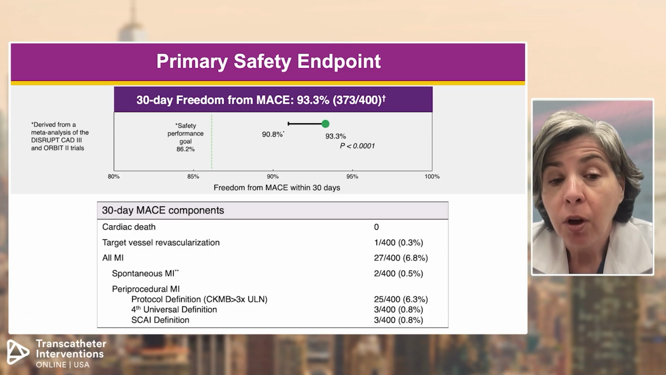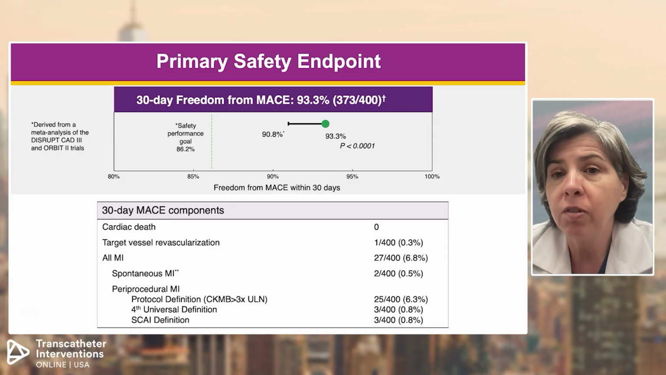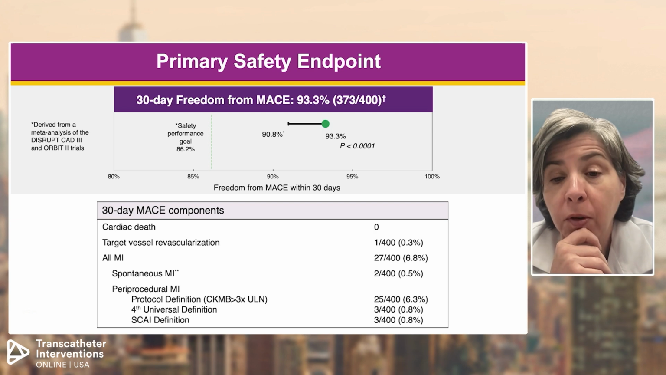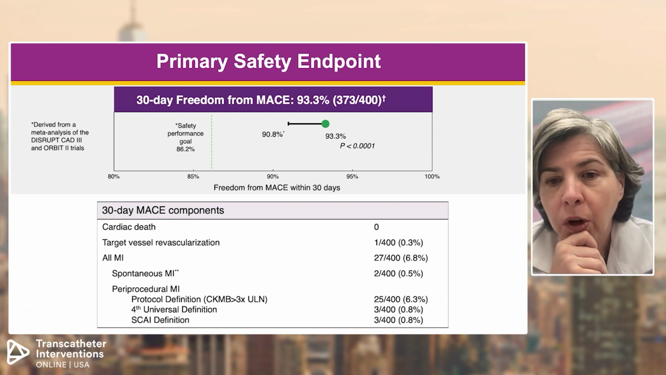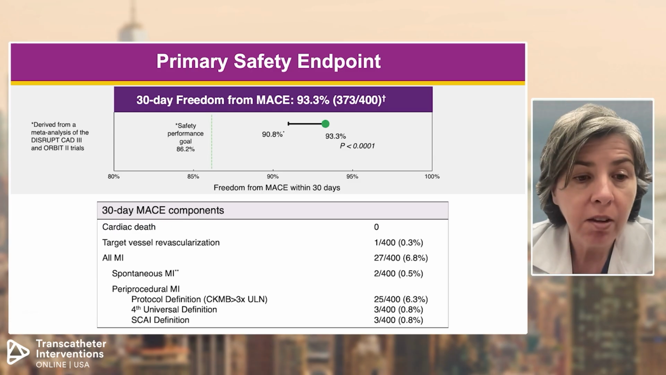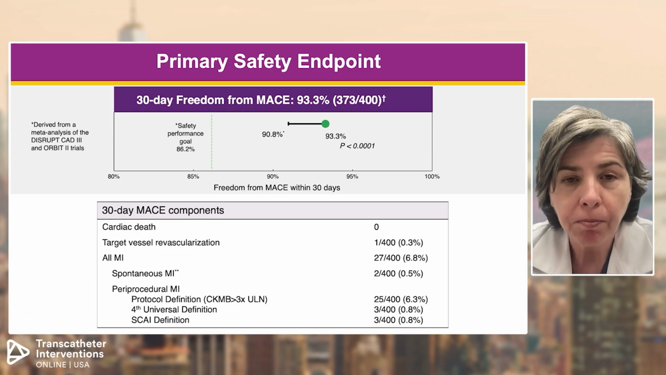MIs, according to the protocol definition, which was simply a CKMB of greater than 3 times the upper limit of normal. We went on to look at the Fourth Universal and SCAI definitions, where clinical or EKG factors were introduced. The incidence was significantly lower.